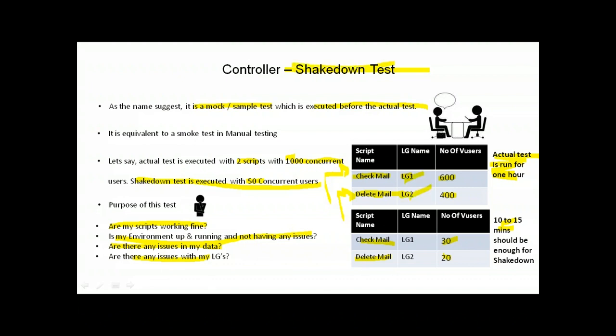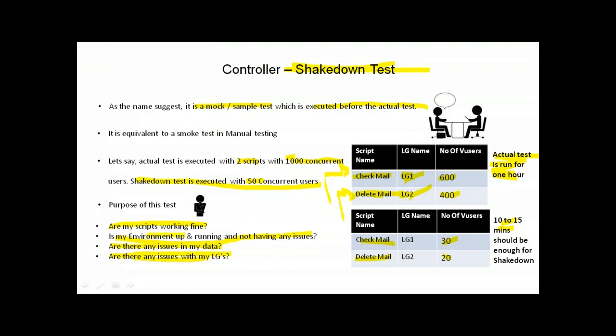Again, why are we running this shakedown test? First, all the scripts are working fine. Second, all the LGs are working fine. What are these LGs, guys? These 600 users are coming from LG1, and 400 users are coming from LG2. You see, these users are coming from these LGs, so you need to make sure there are no issues with the LGs as well.